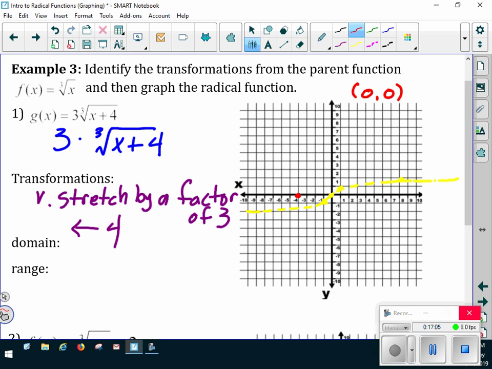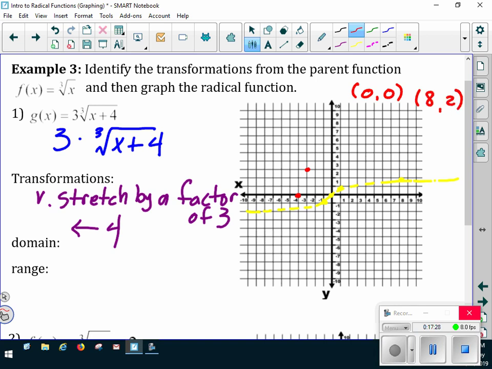Vertical stretch by a factor of 3. What gets multiplied by 3? The y value. So it's going to be 1, 3. And then 1, 2, 3, 4. Then left 4. 8, 2. Vertical stretch by a factor of 3.